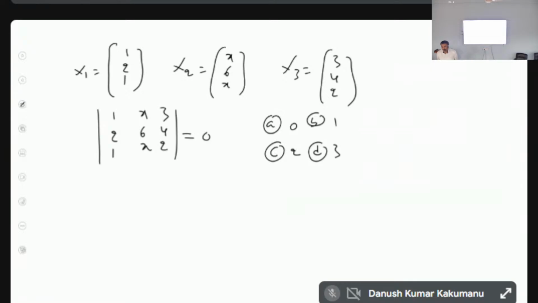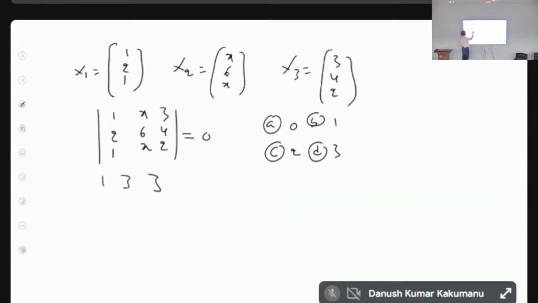What is the x value here? Equate the determinant to 0. How much is the x value? 3. X equal to 3 is the correct answer. Equate the determinant to 0. X equal to 3. If x is equal to 3, what happens here?